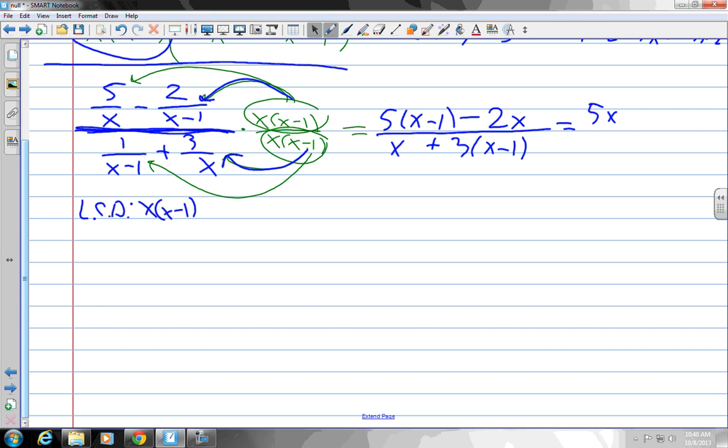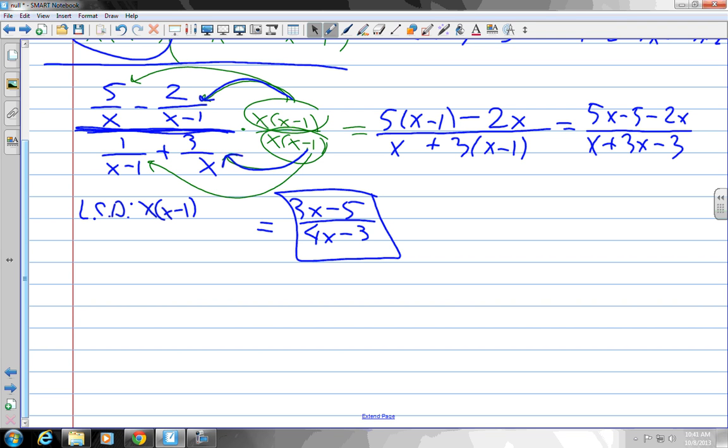It's 5x minus 5 minus 2x over x plus 3x minus 3. And combine like terms. 3x minus 5 over 4x minus 3. So that's the final answer. There's nothing else you can do about that.